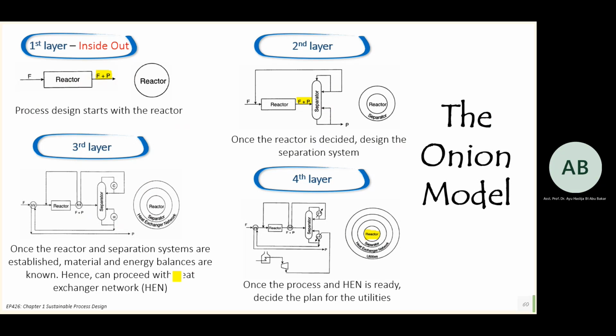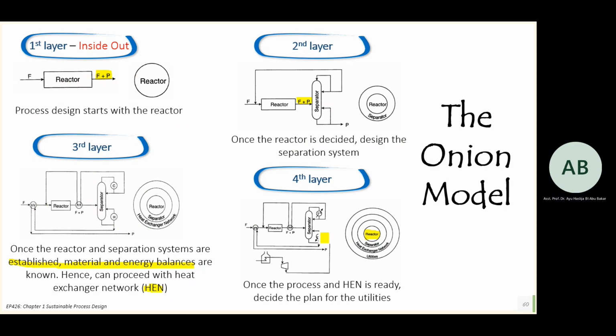Next one, establish the material and energy balance. After that, you can proceed with the heat exchanger network. Because once you identify the reactor, the product, and the separator that you should use, then you can proceed with the material and energy balance to analyze the heat exchanger network. What are the temperatures in your product stream? What is the feed required into your reactor?